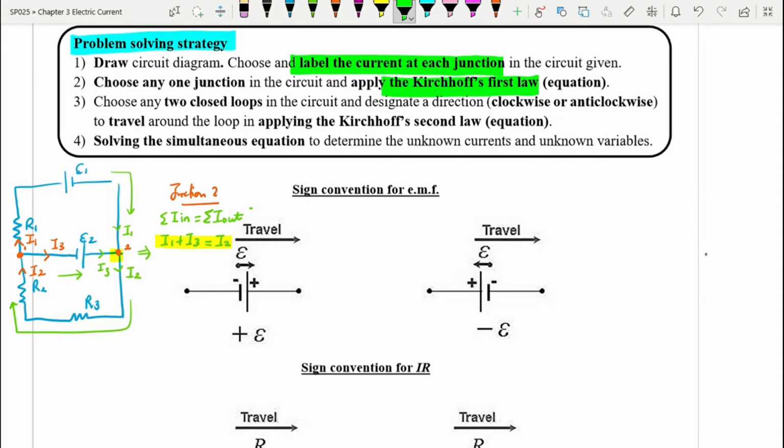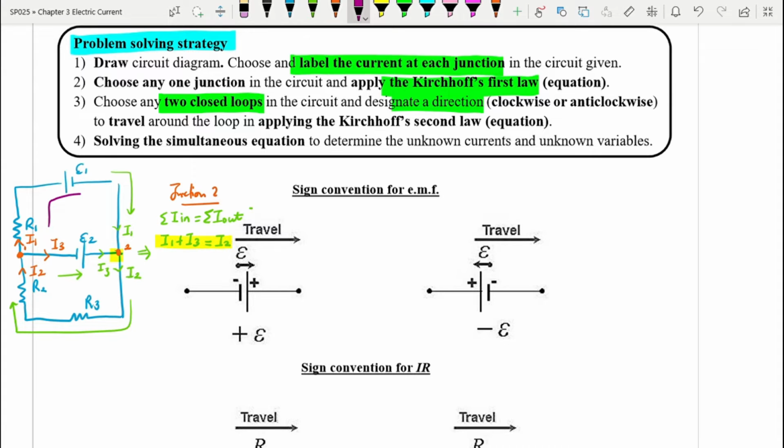Okay, third step. Choose any two closed loops in the circuit. Design the direction clockwise or anti-clockwise to travel around the loop and applying Kirchhoff's second law. So, dalam case ni kita kena buat loop. Kita kena buat dua loop untuk apply Kirchhoff's second law. So, loop yang pertama adalah loop yang di bahagian atas. Okay. So, pilih je mana-mana loop nak buat clockwise atau anti-clockwise.